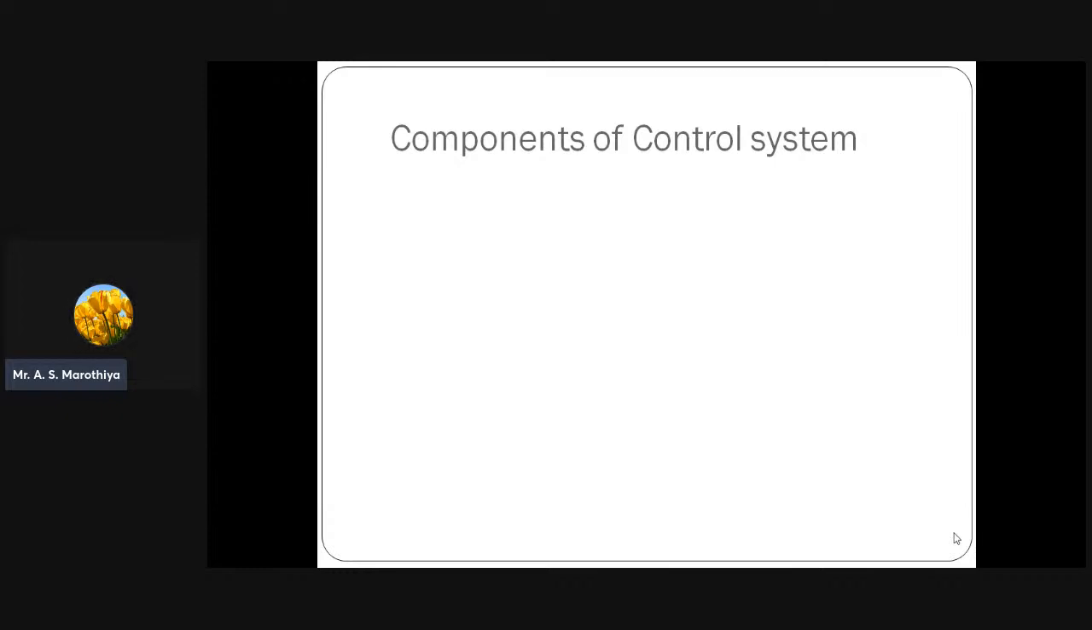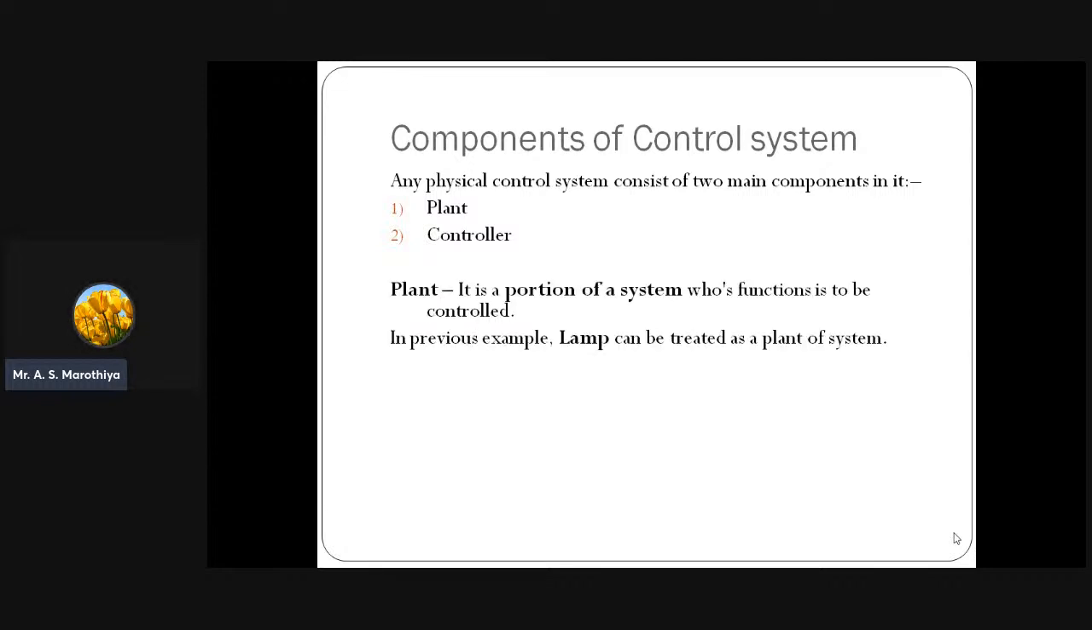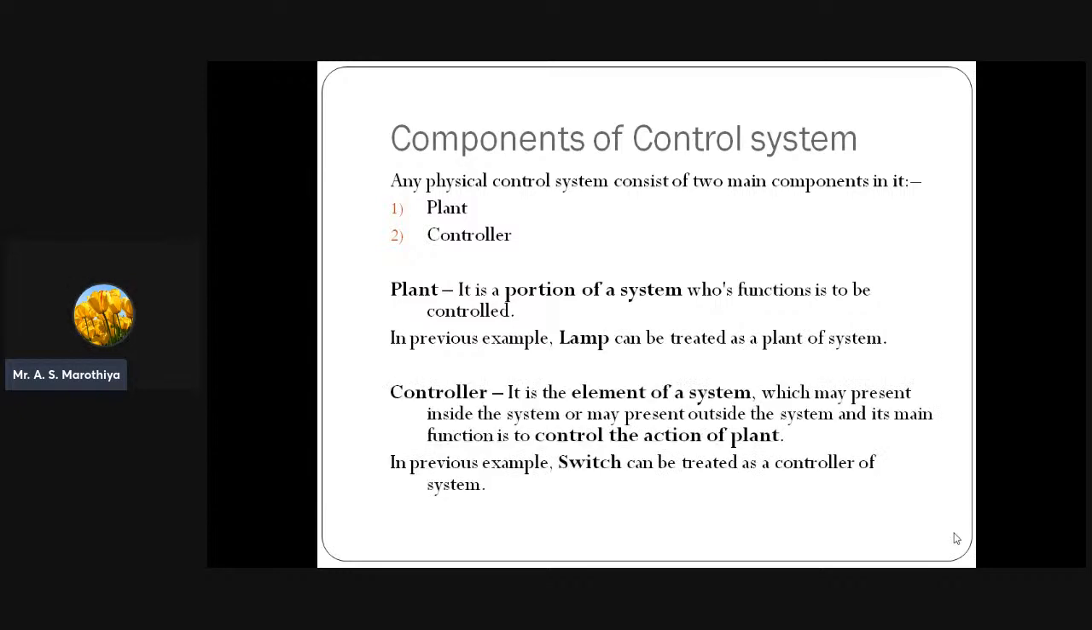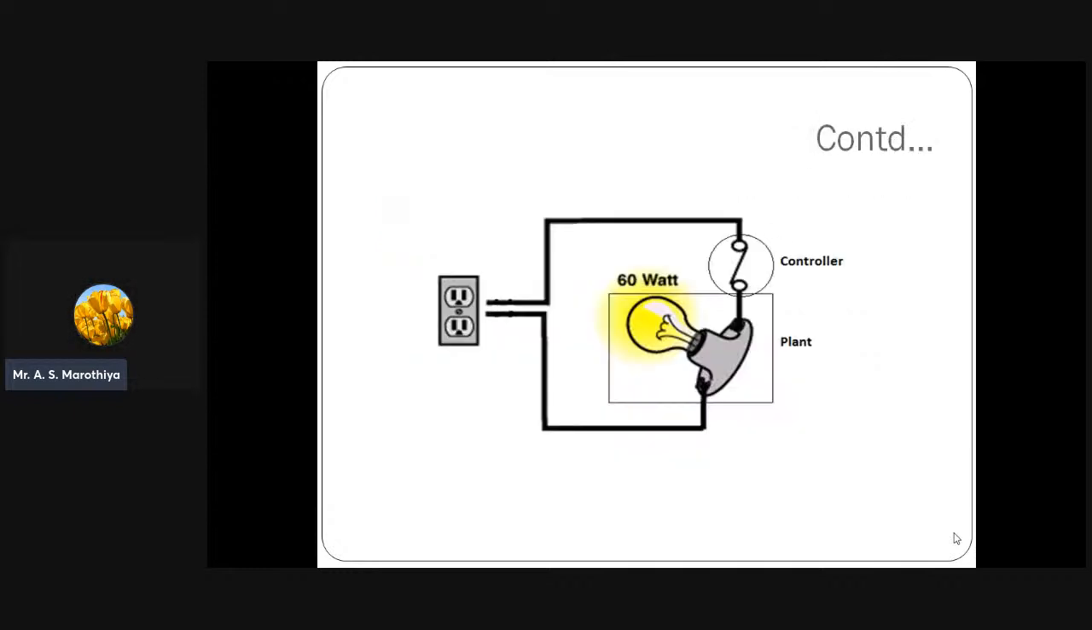Normally, if you consider any physical control system, we have two main components in it. First one is called the plant, and second one is called the controller. Now, what is a plant? Plant is the portion of a system whose function is to be controlled. So, with respect to our previous example, the bulb or lamp we can treat as the plant, and the controller is the element of a system which may or may not be present inside the system, but its main function is to control the action of the plant. That is important. So with respect to our previous case, the switch is going to act as the controller.